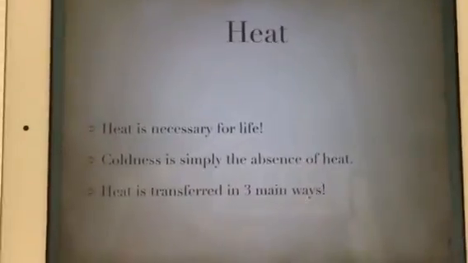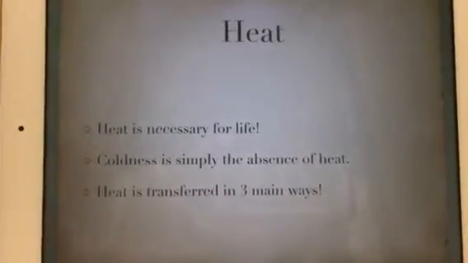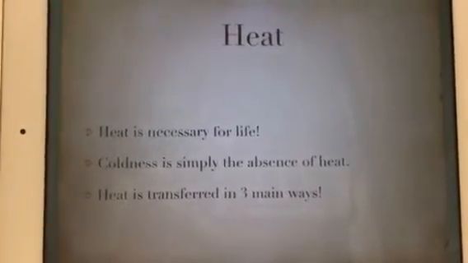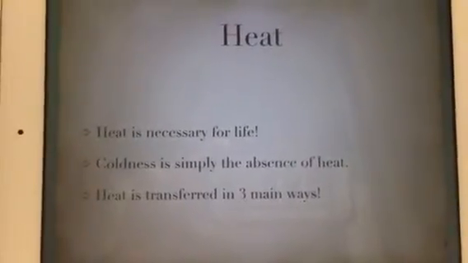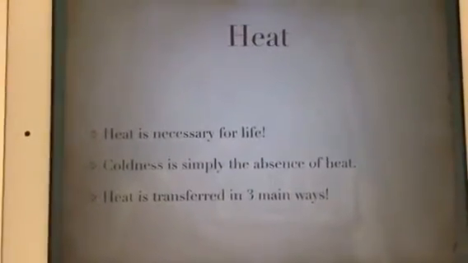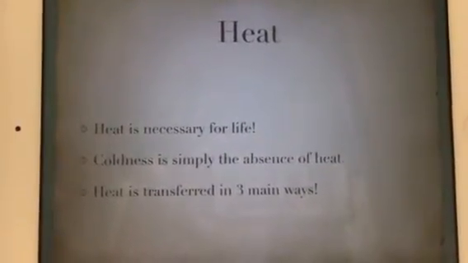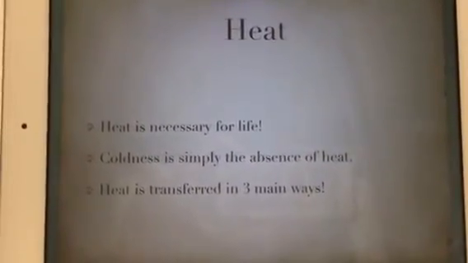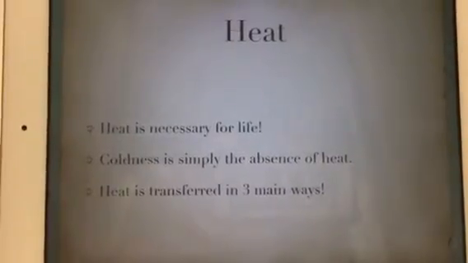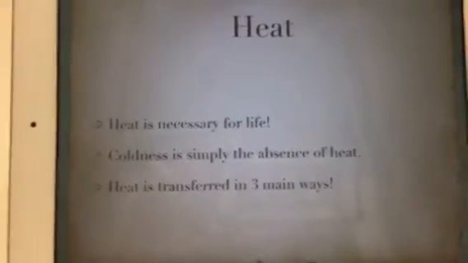Heat. Three things we should know about heat: first, that heat is necessary for life. Without heat, we would all simply freeze to death. And second, that coldness is simply the absence of heat, just like darkness is the absence of light. There's no such thing as darkness.